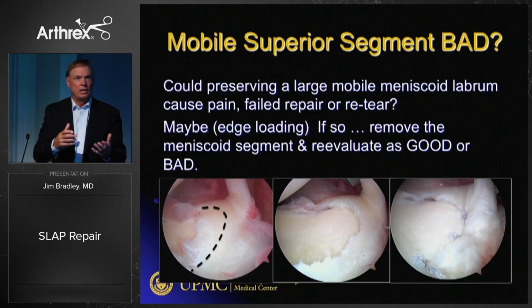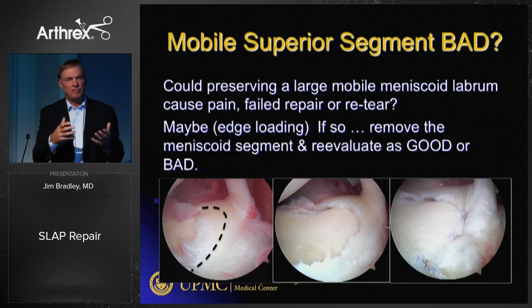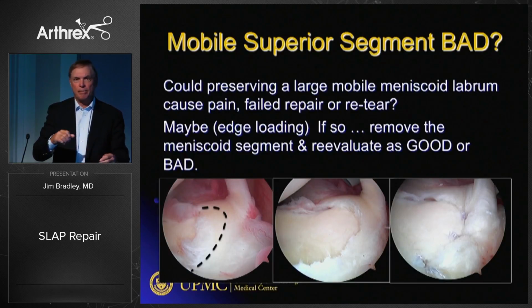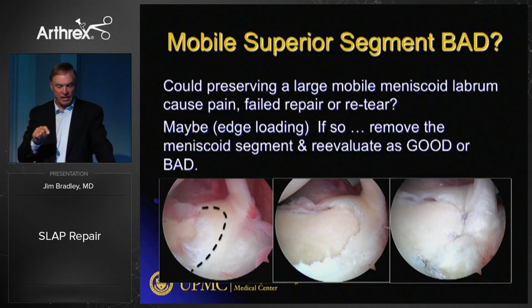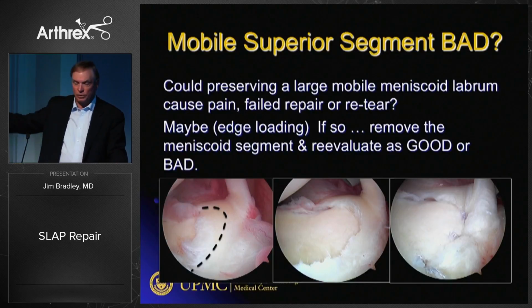So if you know anything about neuroanatomy, you know there's free nerve endings in the labrum. And so what happens, it edge loads the labrum, and now you get pain. So my suggestion to you for that is you remove it, like I show here in the slide, and then what you do is you use a knotless repair up top.